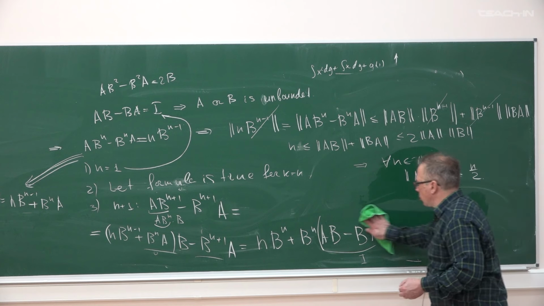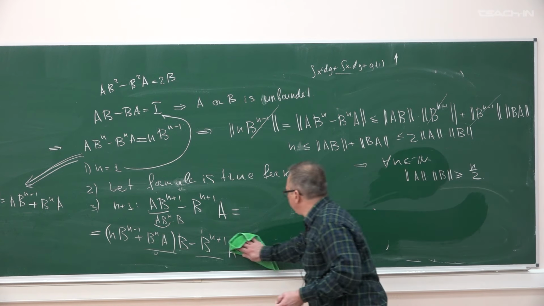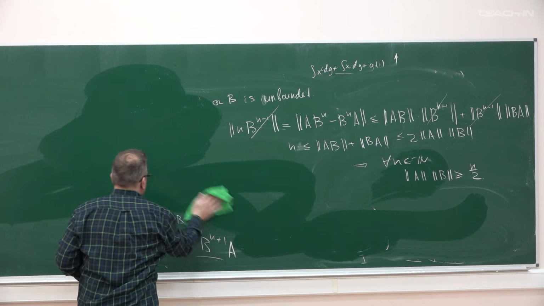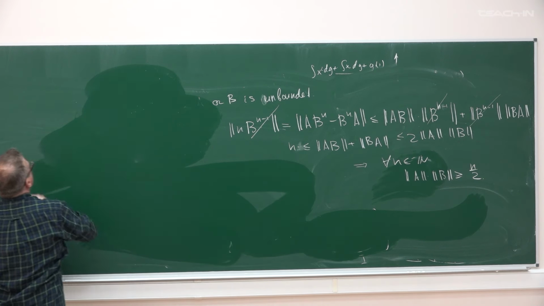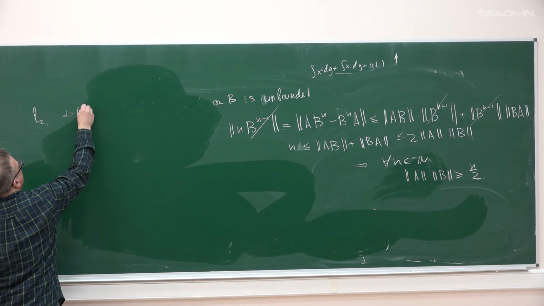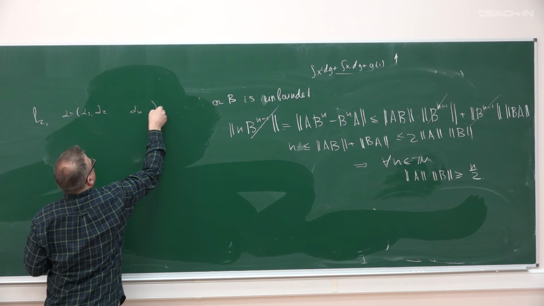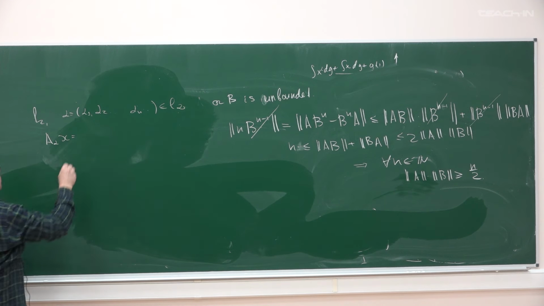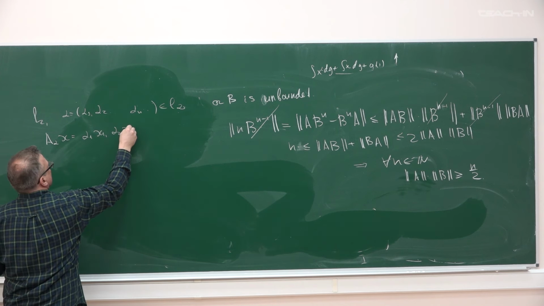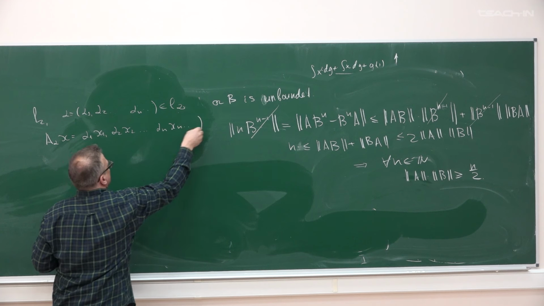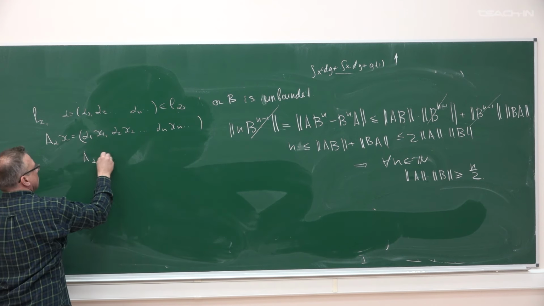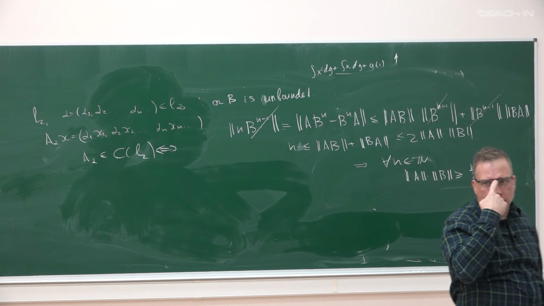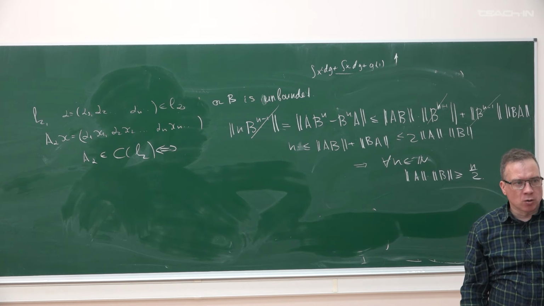Let's start with the new theme, compact operators. First classical result. Take the space L2, alpha is a bounded sequence, and we define our operator of multiplication by the sequence. Try to guess the answer: when is the operator of multiplication by the sequence compact?